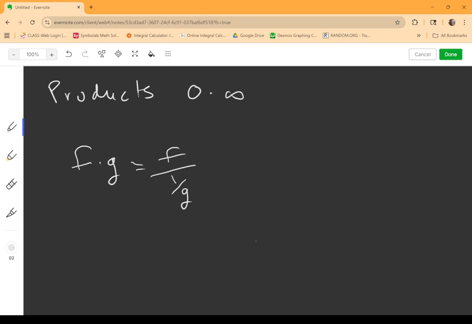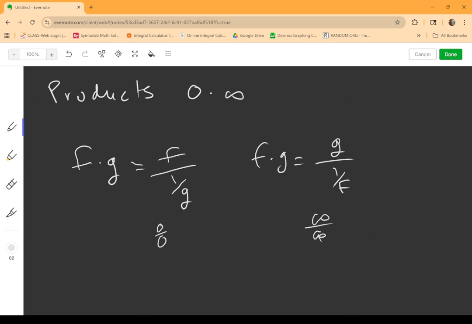And now in doing that, f is going to 0 and g is going to 1 over infinity, but 1 over a large number is 0. So now this is of the 0 over 0 form, the indeterminate form. And vice versa, if f is still going to 0 and g going to infinity, and I had this, well, g is going to infinity, and 1 over small values approaching 0, this whole quantity goes to infinity.